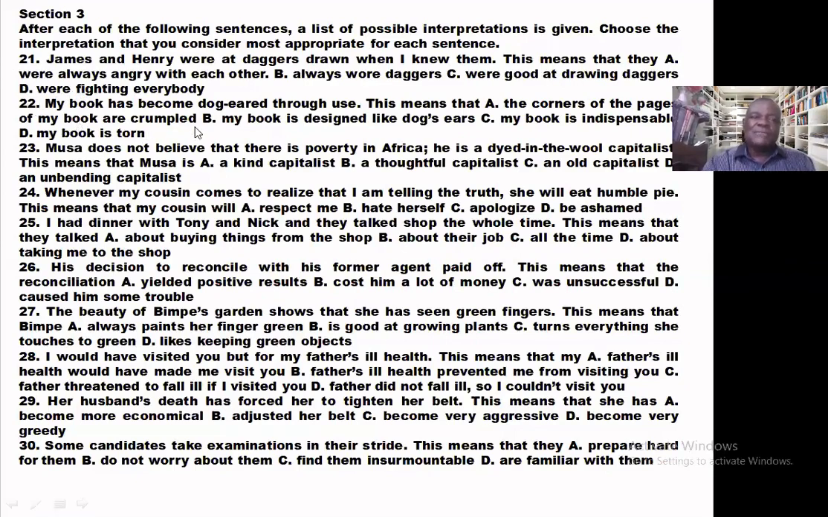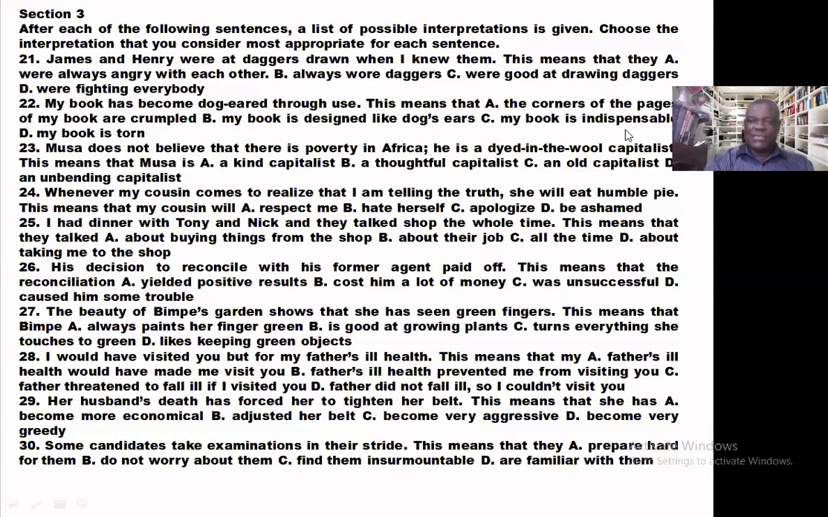22, my book has become dog-eared through use. Again, this is another idiom, dog-eared. When you are using a book and over time it becomes rumpled and possibly torn at the edges, it is now dog-eared through use, because you have used it over time. This means that the corners of the pages of my book are crumpled. That's just the answer. My book is designed like a dog's ears.